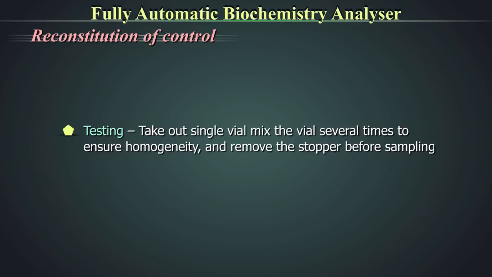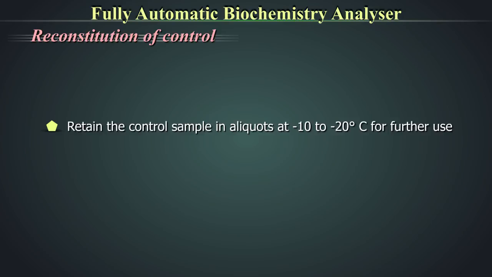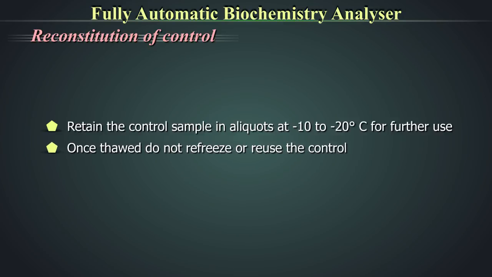For testing, take out a single vial, mix the vial several times to ensure homogeneity, and remove the stopper before sampling. Retain the control sample in aliquots at -10 to -20 degrees centigrade for further use. Once thawed, do not refreeze or reuse the control.